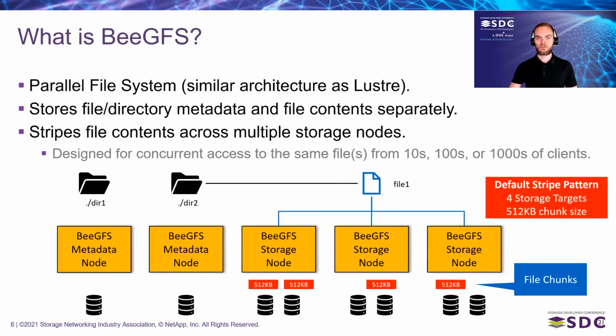With BeeGFS, the number of storage targets, the amount of data written to each target, and even the specific target can all be configured on a per file or per directory basis. This allows optimization of the file system for different workload profiles and is a good example of the type of unique requirements a parallel file system brings that we need our CSI driver to expose to the end user.